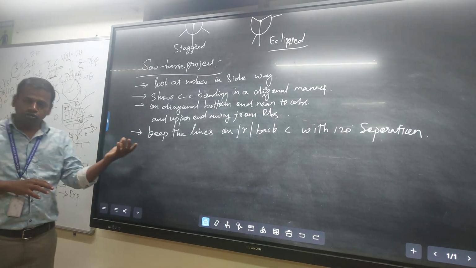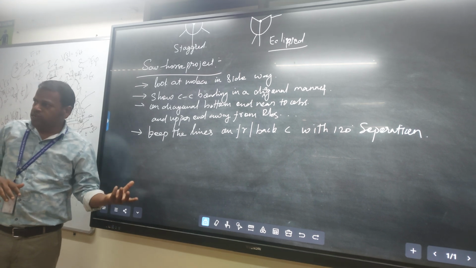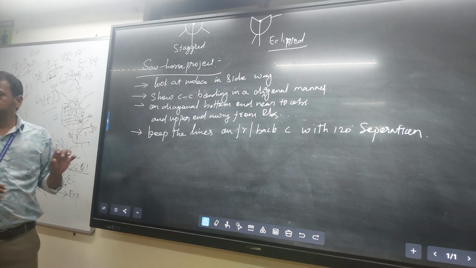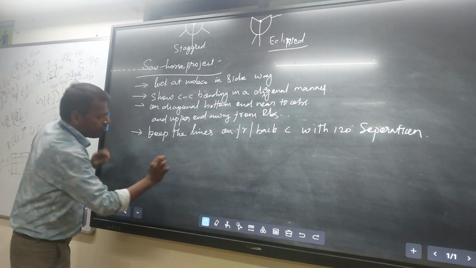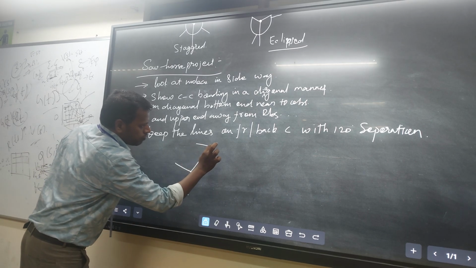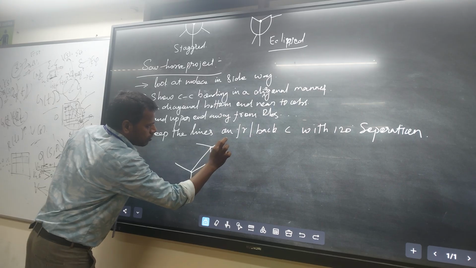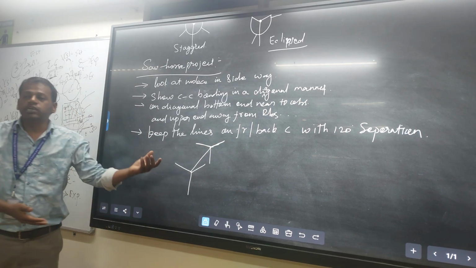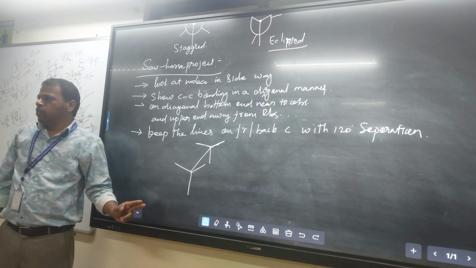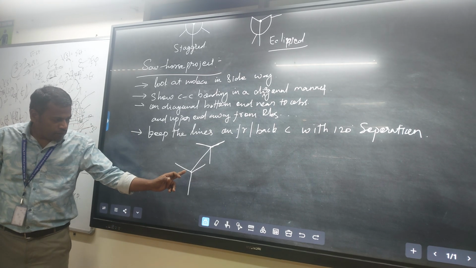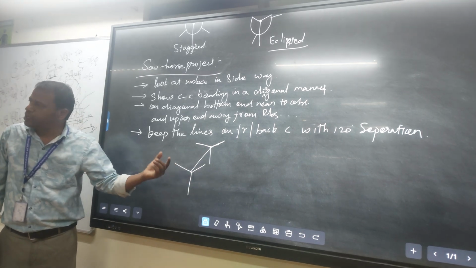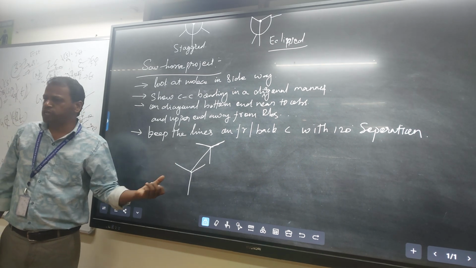That means here also the staggered and eclipsed conformations are there. So how can we identify the staggered and eclipsed conformations? Look here. What I told you, stick model. This is the front carbon, this is the back carbon. Front carbon, diagonal manner, we have to look at the molecules. So here the bottom one bond is there. Here also the bottom one bond is there. That means this is an eclipsed conformation.